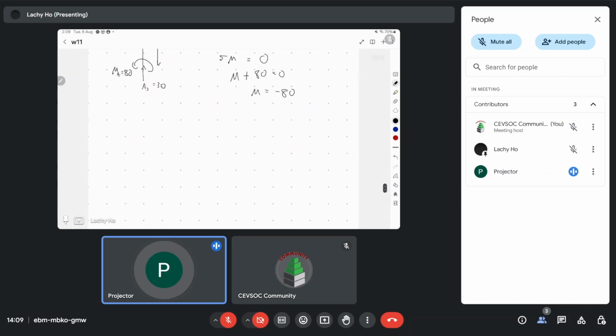So what does that look like in my diagram? Well, because I only cut C and disregarded the rest of C, I still have to draw an A. So A has this 30 and this moment. And then we go up 5 meters.